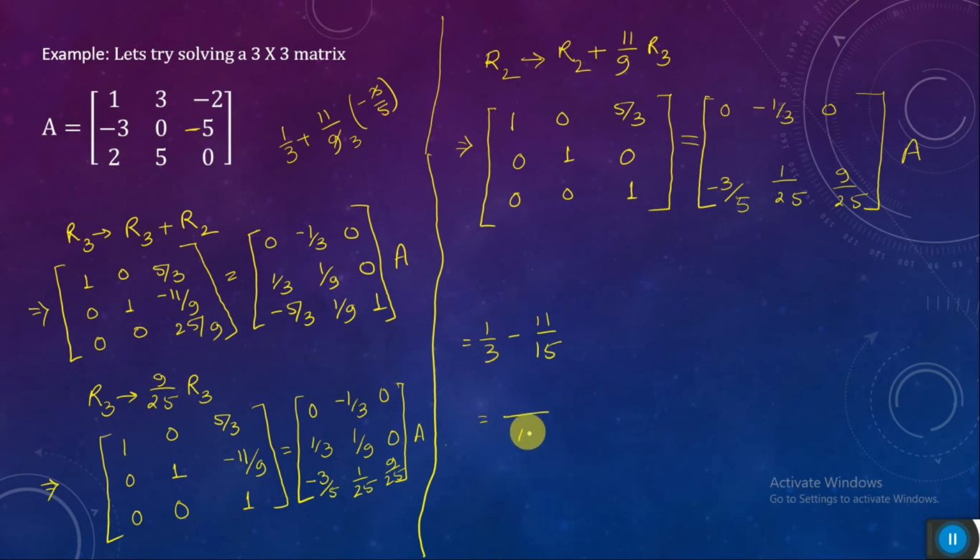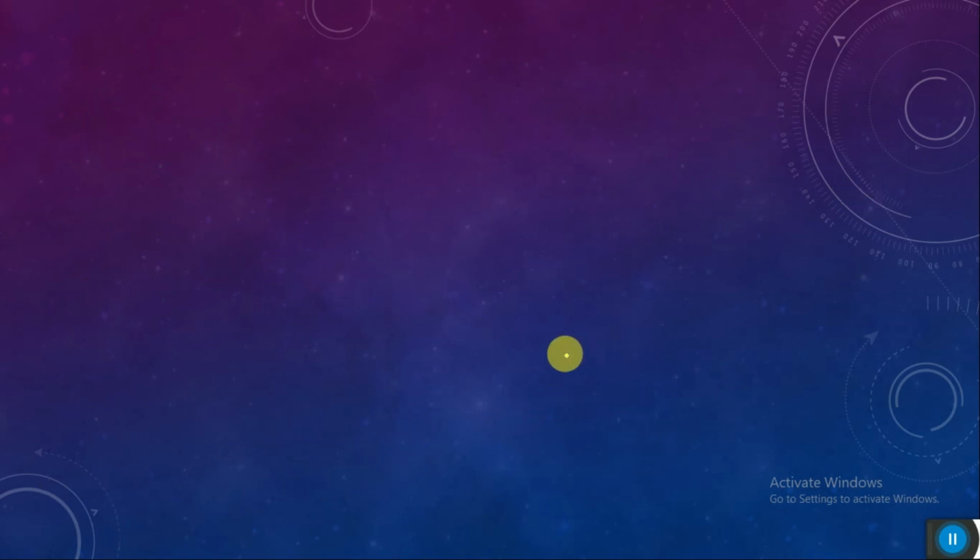Your LCM is 15. Right, there's 5 minus, and then this is 11, so this is minus 6 by 15, that is 3 to the 6, 3 5 by 15, so this is minus 2 by 5, right? So here I will put minus 2 by 5. Clear?